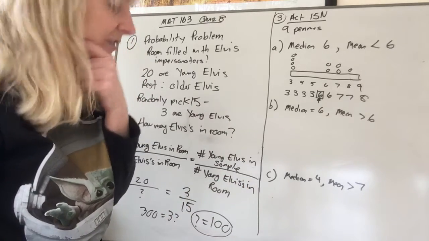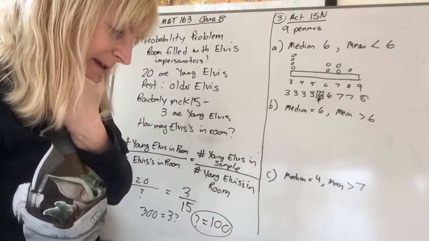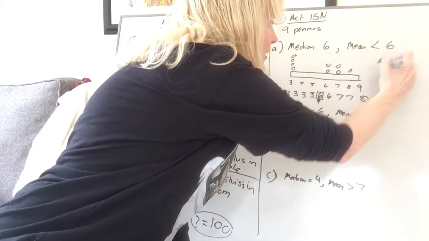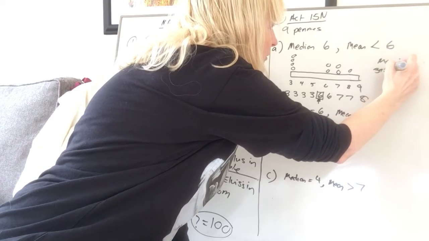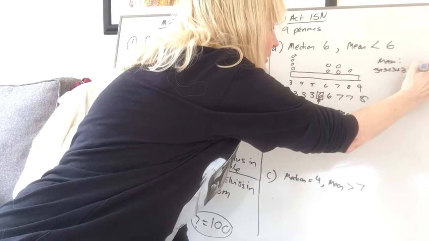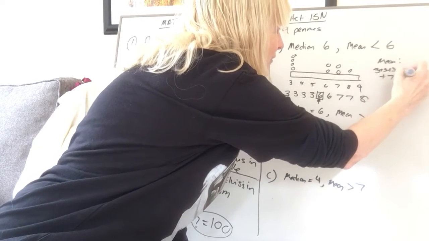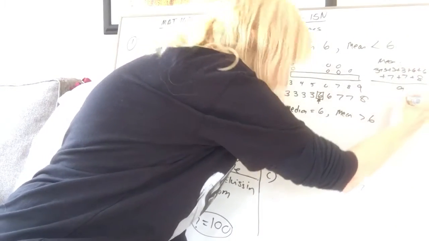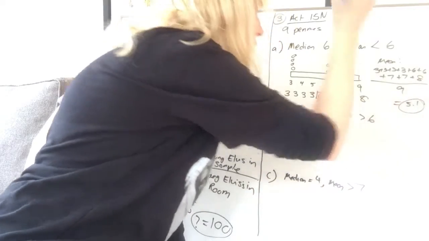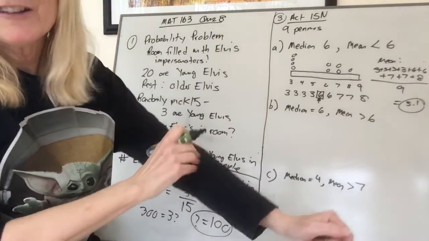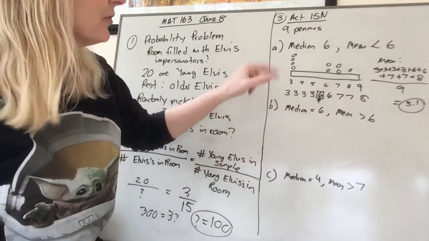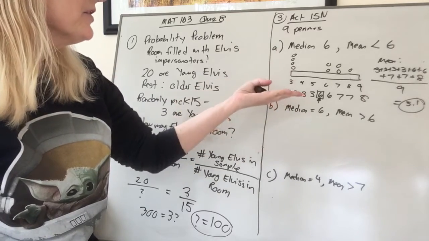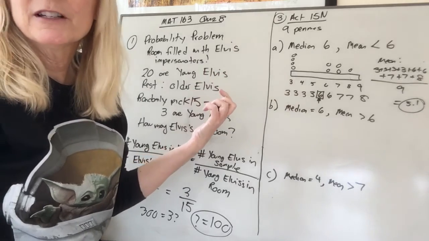Now, if we add these up and divide by 9, do we get a mean less than 6? I think we do. So how do you find the mean, you guys? You do 3 plus 3 plus 3 plus 3 plus 6 plus 6 plus 7 plus 7 plus 8 divided by 9. And what do I get? I think I get 5.1. So yeah, you guys are not all gonna have the same answers. You're gonna be different, but here's a situation where my median is 6, my mean is less than 6. So you're just gonna kind of fool around with the numbers on these, right?